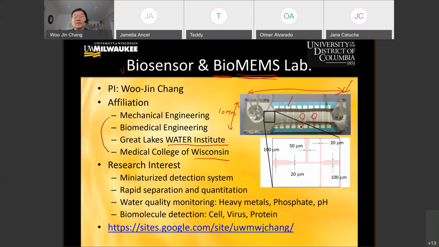And here you can see the expanded view, and the smallest feature of this device is 20 micron. Typically a human hair is around 100 micron. If your hair is thinner, maybe 80 micron or so, and thicker, 120 or so. So you can see this size is just a quarter of the size of a typical human hair.